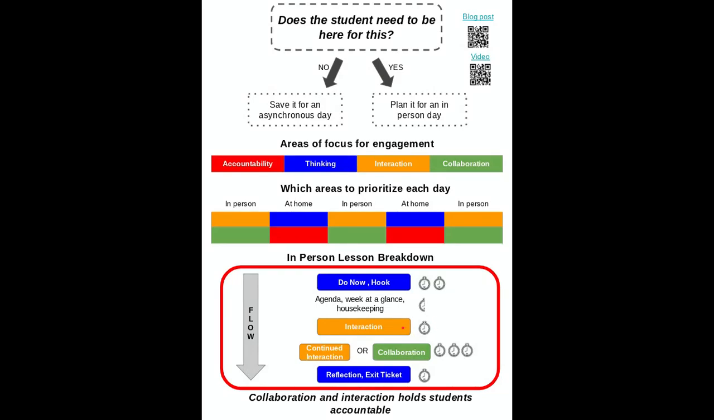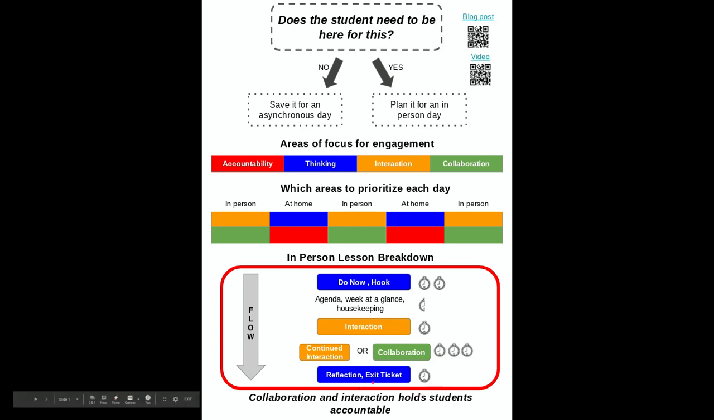So this could be questioning, this could be what do you notice, this could be something else with relation to your hook, an extension of your hook. And then you as a teacher can decide how you want to continue. So you can continue interaction or you can decide to move that into collaboration. Now that you've had this safe start of interaction, you can continue the process, or you can now move students into collaborating with each other. This should be the bulk of your in-person lesson day, so 20 to 30 minutes.